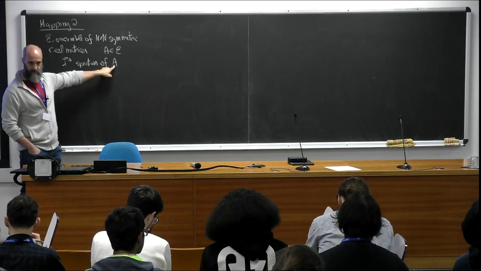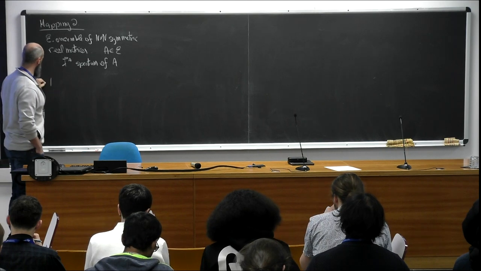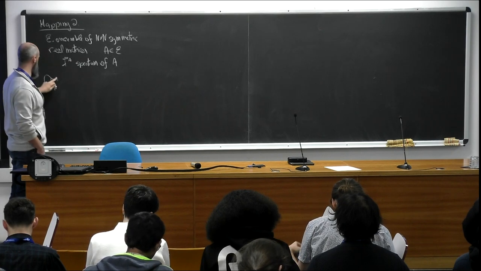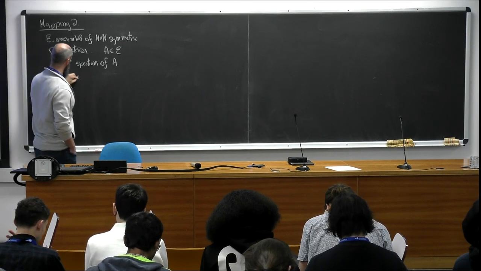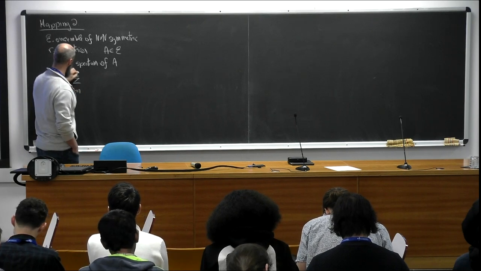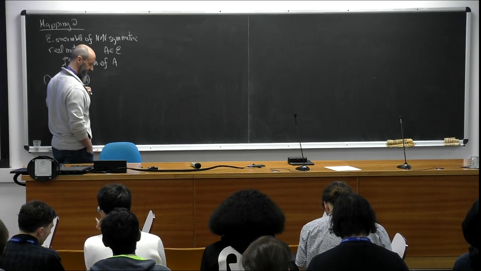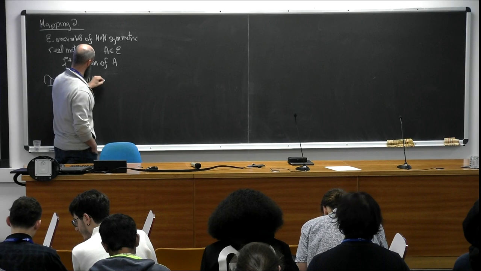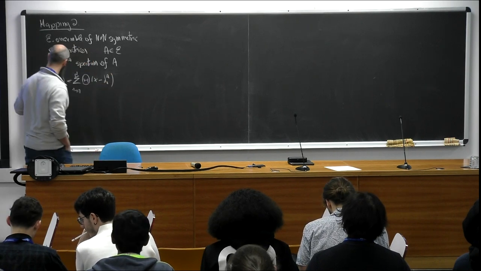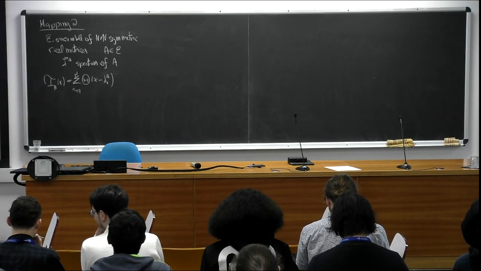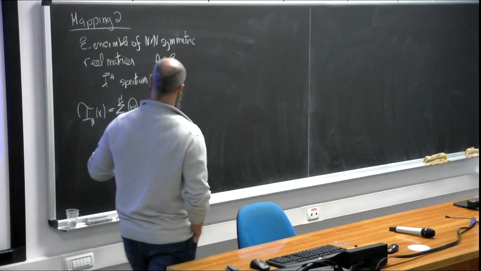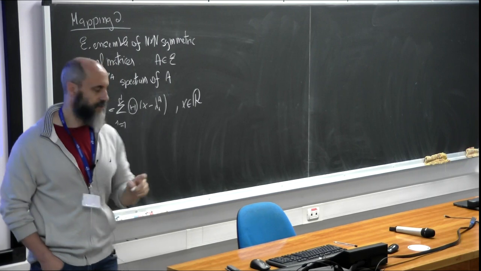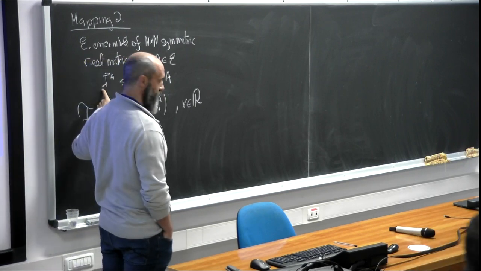If A is random, the spectrum is random, yeah? So I can introduce the following object that I denote I sub n of x as the sum for i from 1 to n of the Heaviside step function theta of x minus lambda i of A. And this was giving you the number of eigenvalues to the left of the real number x. Now, if the matrix is random, the spectrum is random, therefore this is a random variable.